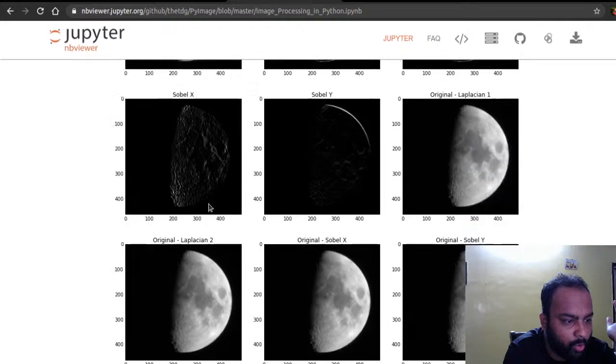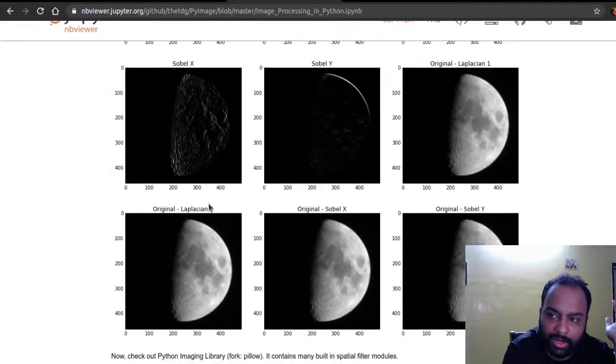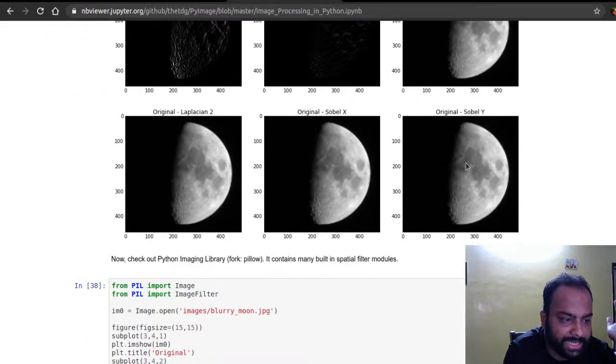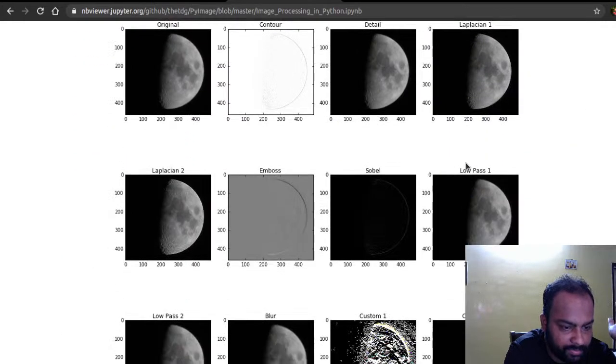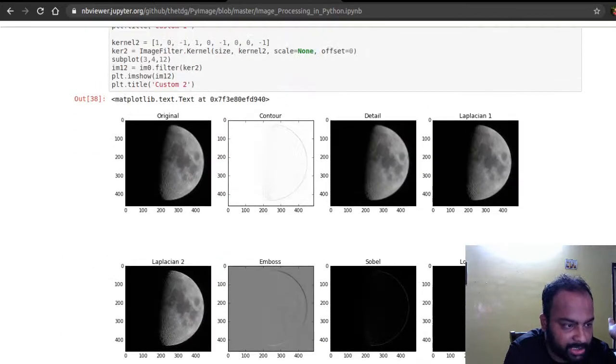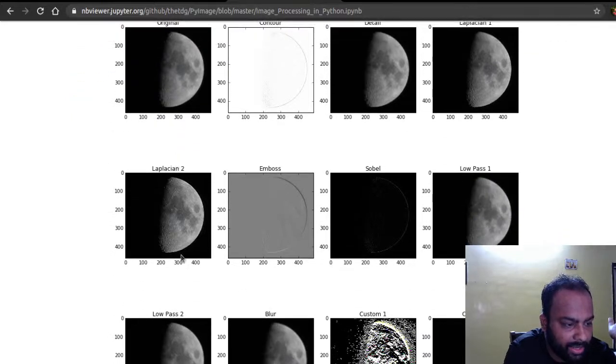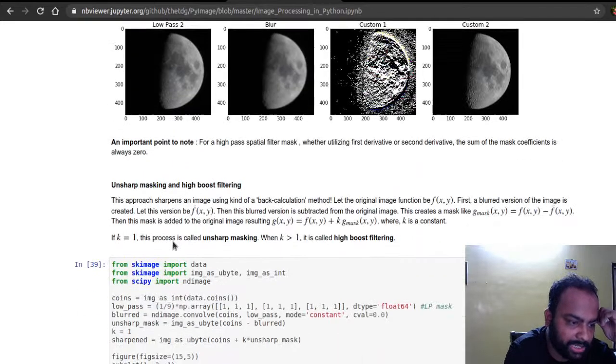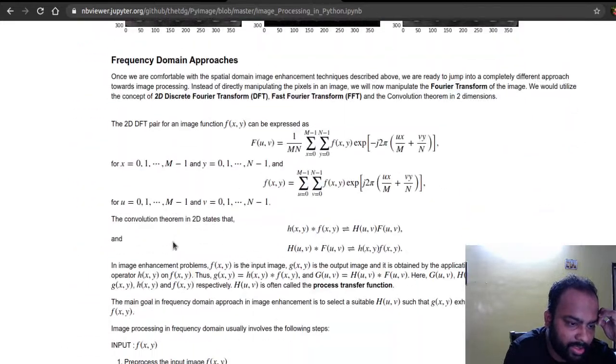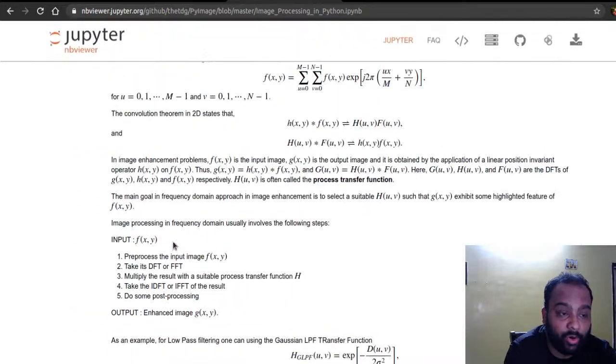I don't know how it will appear on YouTube here again, but this is a sharpened version of the image. See, this is a blurry image, but look at this one. All the creases are pretty properly visible. So this is a sharpened version of the image. And again, I wrote all these mathematics here.